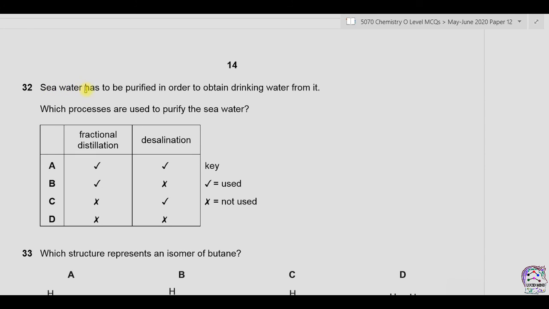Question 32. Seawater has to be purified in order to obtain drinking water from it. Which processes are used to purify the seawater? Now in seawater we have water and dissolved salts. So therefore fractional distillation is not the option, because for fractional distillation we need 2 or more than 2 liquids to be separated. So therefore it should be C or D. While desalination means the removal of salt material from the liquid. So it should be C.